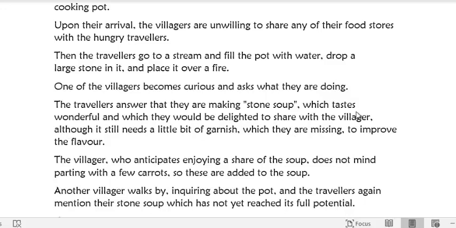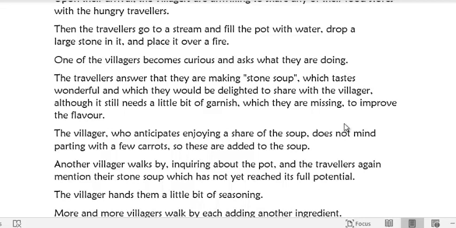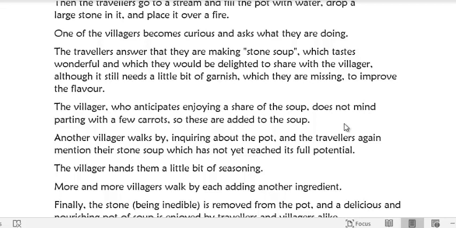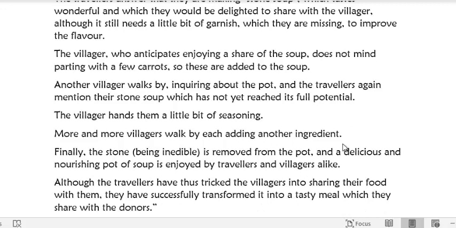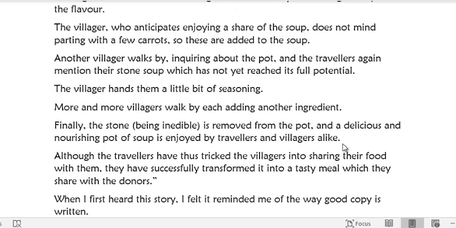Another villager walks by inquiring about the pot, and the travellers again mention their stone soup, which has not yet reached its full potential. The villager hands them a little bit of seasoning. More and more, the villagers walk by, each adding another ingredient. Finally, the stone, being inedible, is removed from the pot, and the delicious and nourishing pot of soup is enjoyed by travellers and villagers alike. Although the travellers have thus tricked the villagers into sharing their food with them, they have successfully transformed it into a tasty meal which they share with the donors.